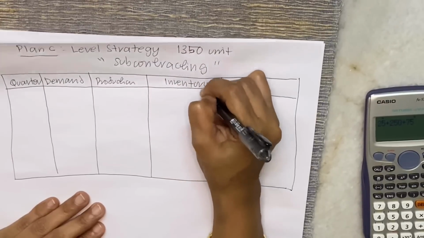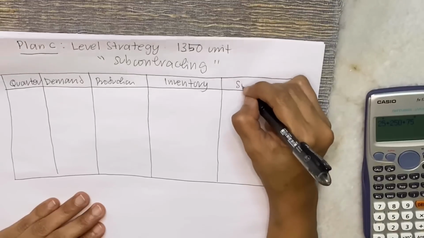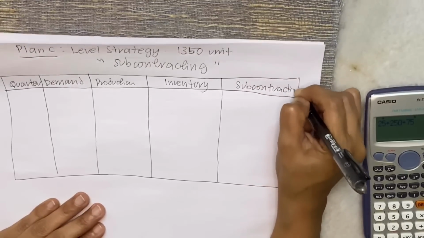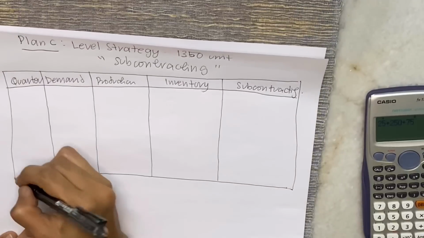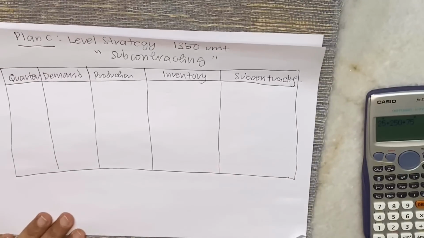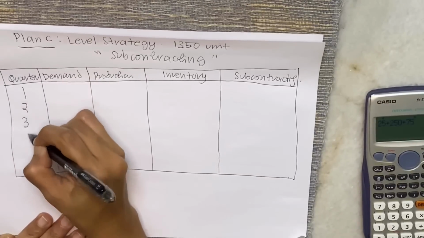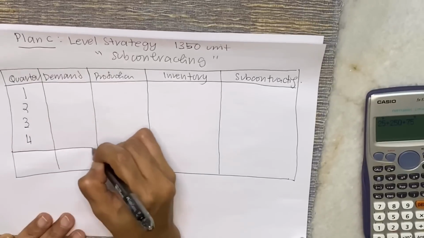Because kenapa kita kata inventory? Sebelum kita buat apa-apa subcontracting, ya, kita kena tengok dulu kita punya inventory. Ada ke tak ada barang? Kalau tak ada, then baru kita buat subcontracting. Sebab the cost of subcontracting tu is huge, ya, is besar.